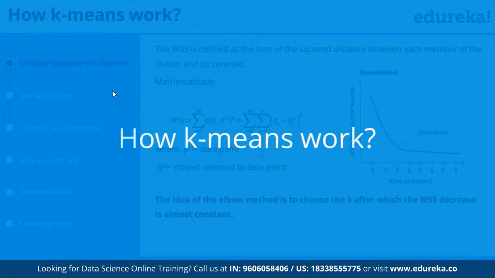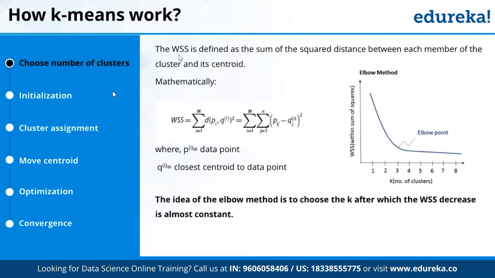Now how to do that? There is a concept of elbow method. You can see this elbow method. Now the WCSS, also known as WSS or WSSS, within cluster sum of squares, is defined as the sum of square distance between each member of the cluster and its centroid. For example, let me go to the next slide.